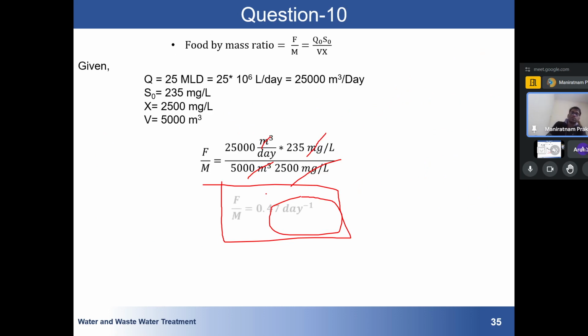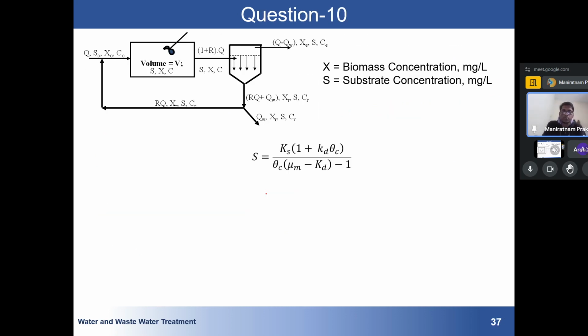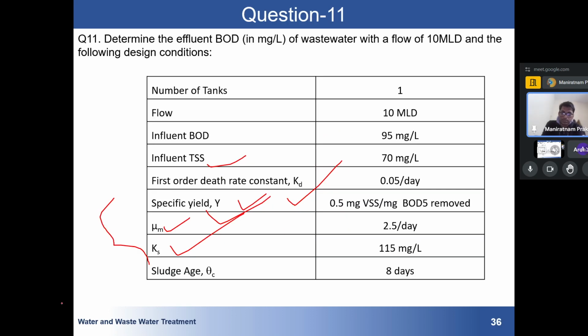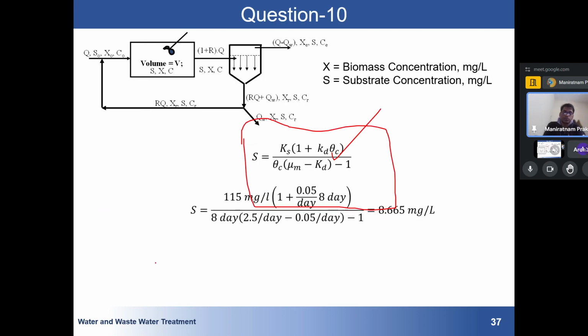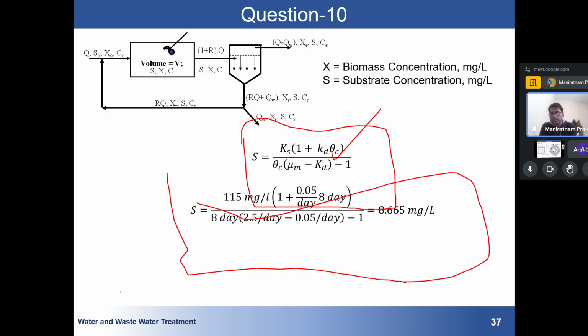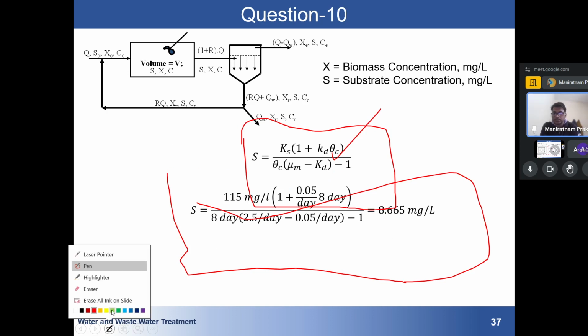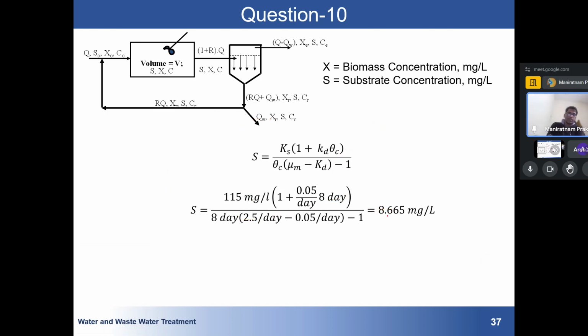Based on this mass balance equation, if you put in all the values, the influent COD is given, the influent BOD is given by this formula, and every term Ks, Kd, plus the sludge age, all the things have been given to you. You can put in the formula and check that the influent BOD coming into the system is this much, 8.66.